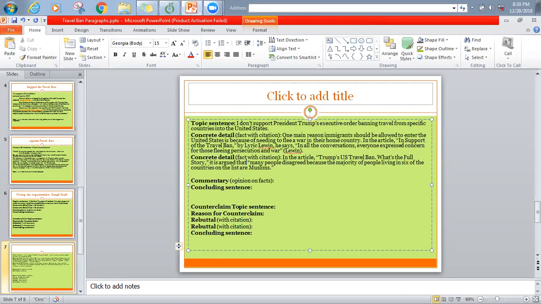Okay. In the article, Trump's U.S. travel ban, what's the full story? It is argued that many people disagreed because the majority of people living in 6 of the countries on the list are Muslims. Okay, and so to cite this, it was the BBC, so I'm just going to go ahead and put bbc.com. We don't have to put that whole website title.